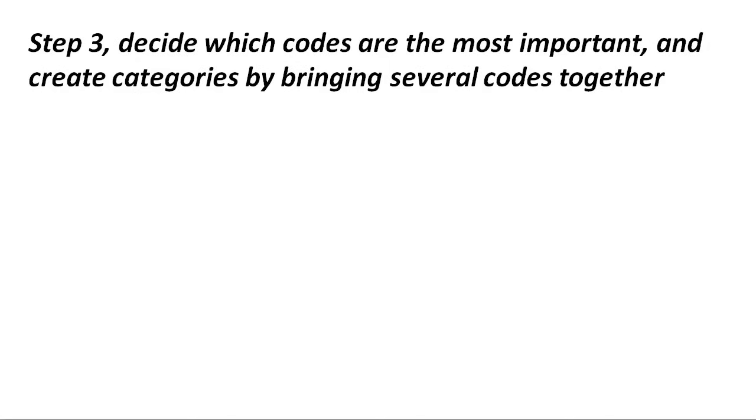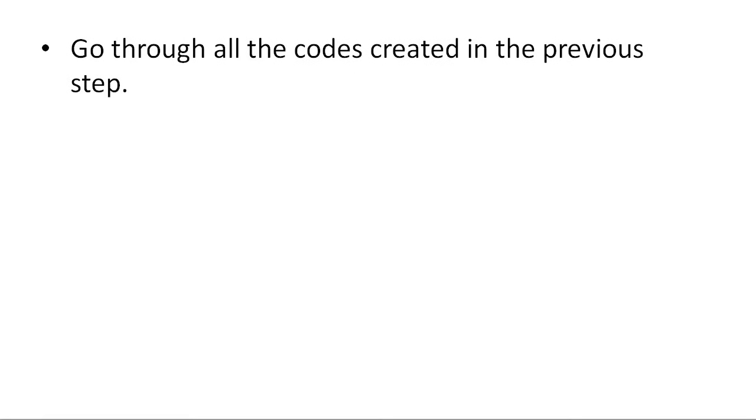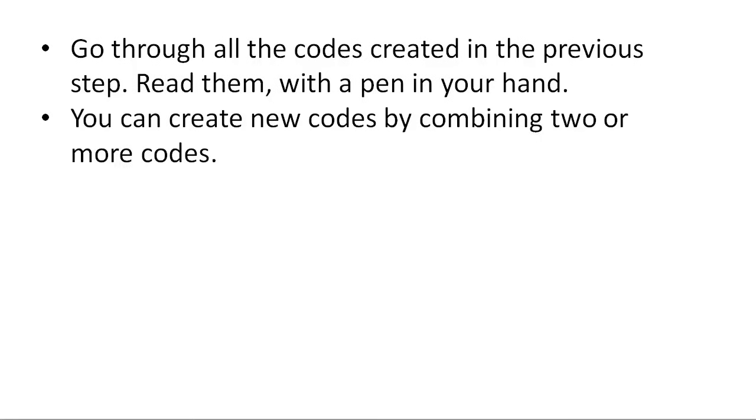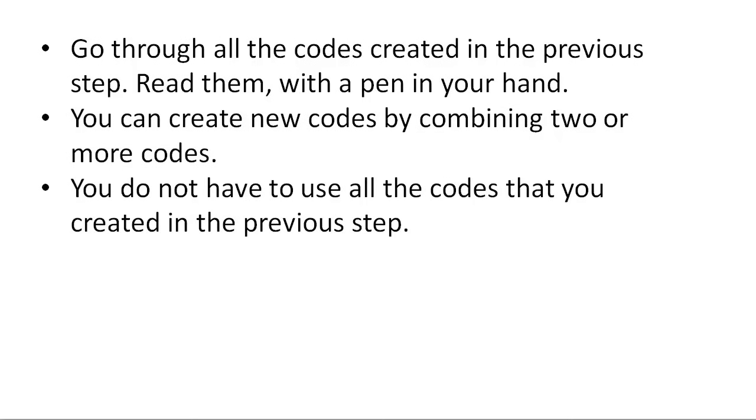Step 3. Decide which codes are the most important and create categories by bringing several codes together. Go through all the codes created in the previous step. Read them with a pen in your hand. You can create new codes if you want to by combining 2 or more codes. You don't have to use all the codes that you created in the previous step.